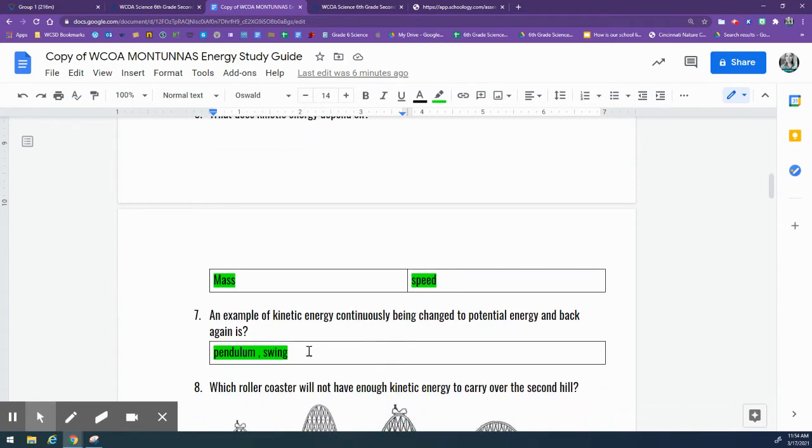An example of kinetic energy continuously being changed to potential and back again is a pendulum or a swing. And if you remember the pendulum that we made with the tennis ball in our office hours lab last week, that is an example of potential to kinetic, potential to kinetic.